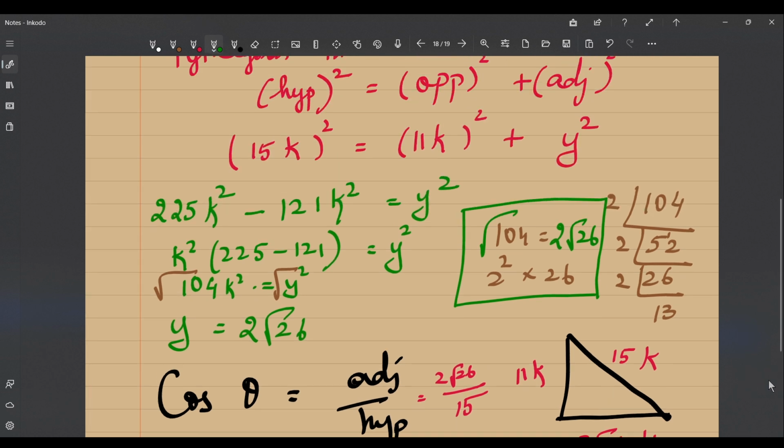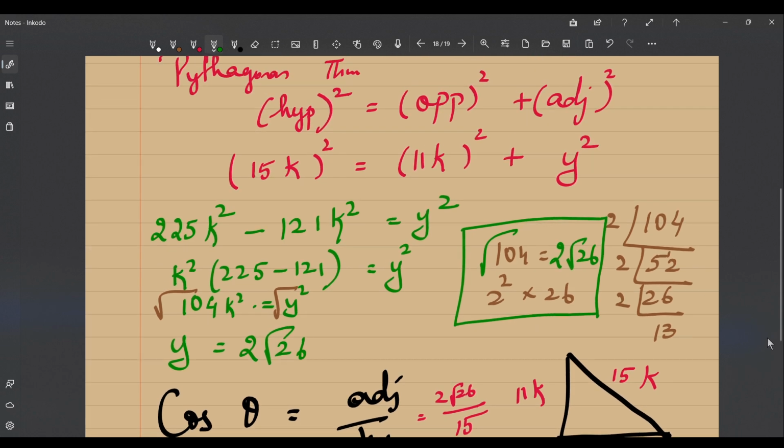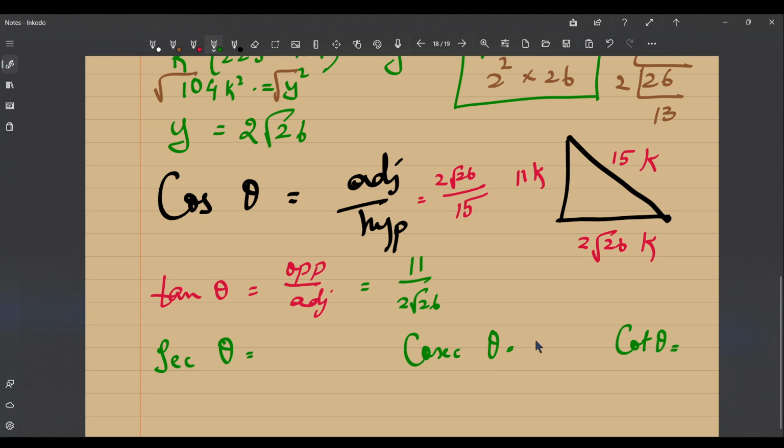Sine theta was already given to you. It's 11 by 15. Isn't it? Yeah, it's 11 by 15. We have done a lot. So cosecant theta is 1 by sine theta, so we can write this as 15 by 11. And what about secant theta? It's 1 by cos theta. So it's 15 by 2 root 26. And cot theta is 1 by tan theta. They are reciprocals. So it's 2 root 26 by 11.